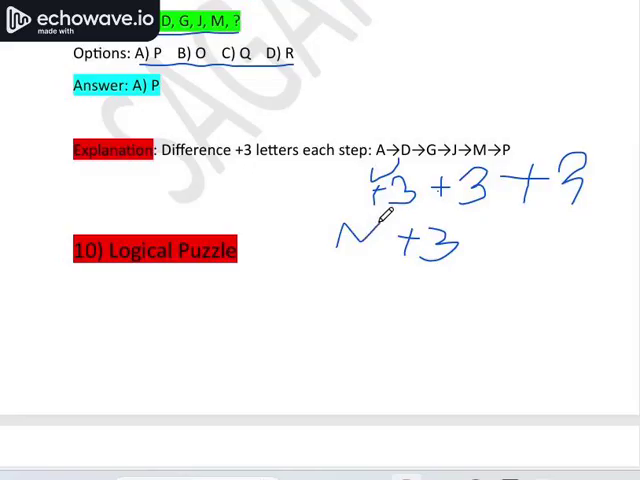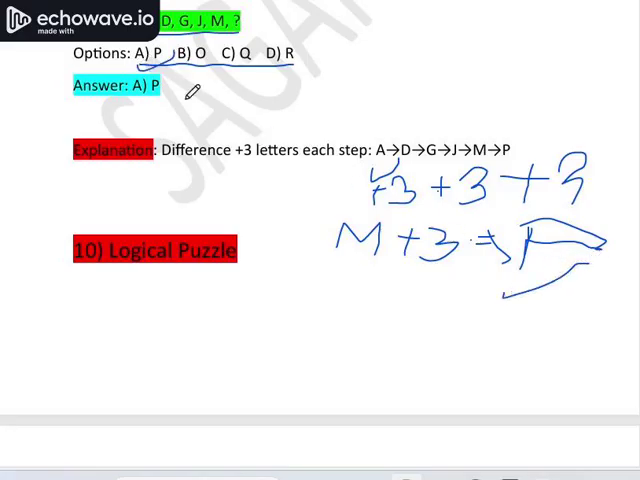So similarly, for the next term, M plus 3, we have to add 3 positions to M, so we can get the right answer. And if we add 3 positions to M, we get P. So our right answer is P, which is option A.